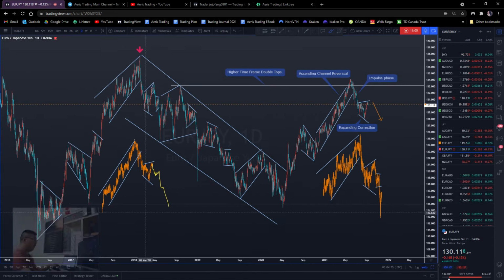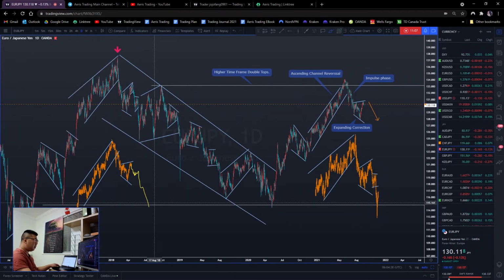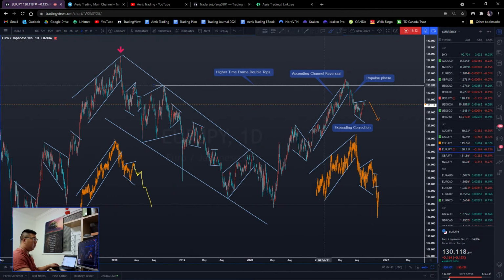So there it is, everyone. That is my detailed Euro Yen price action analysis from a multi-time frame point of view, as well as some quick backtesting and chart work on the market.